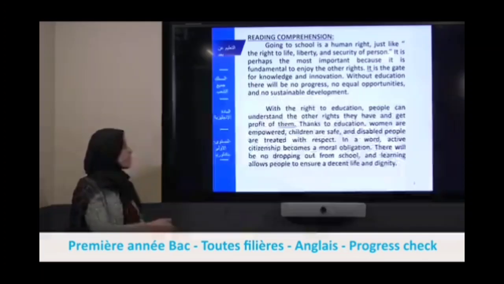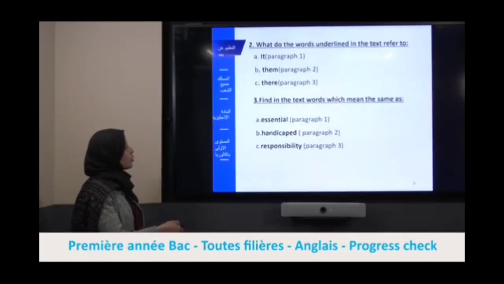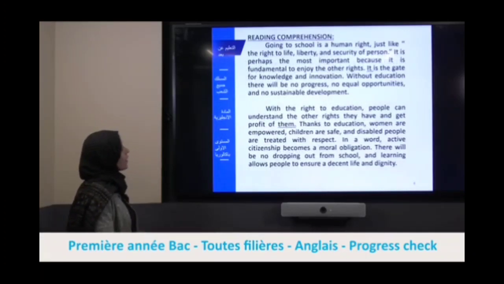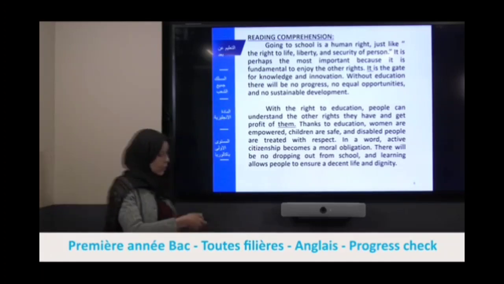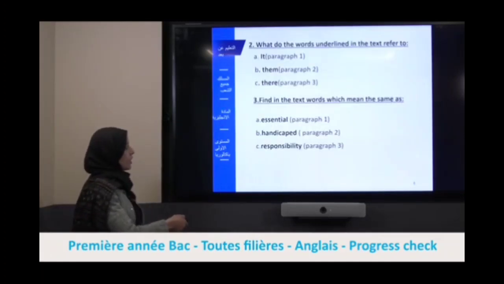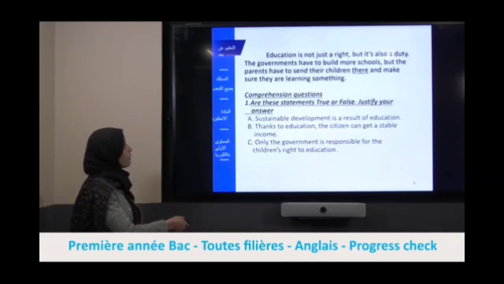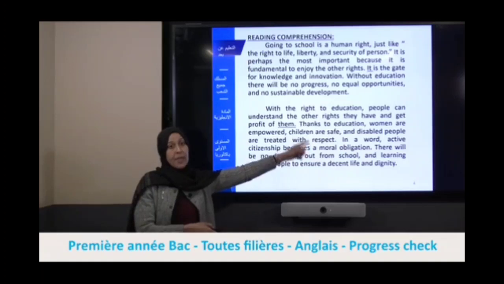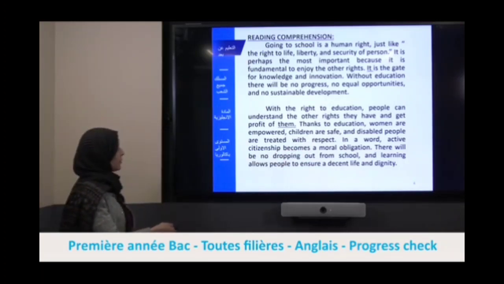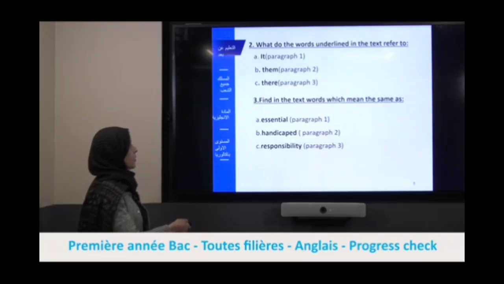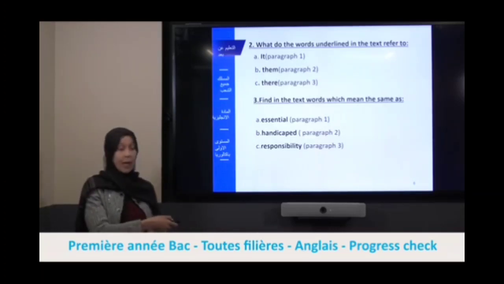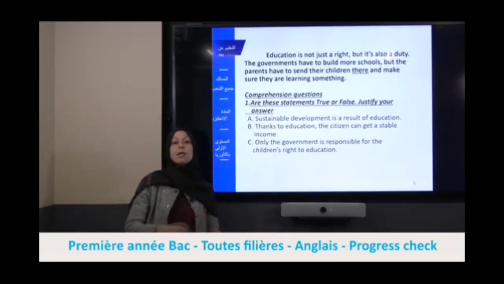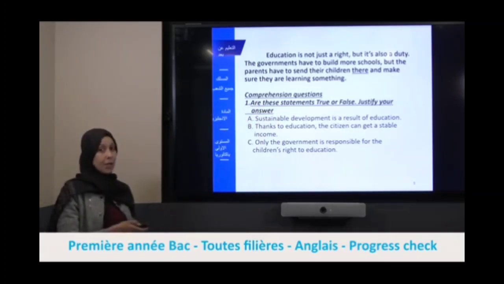We correct together. So, for essential, we have it in paragraph 1. It is fundamental. For B, handicapped, in paragraph 2, it is disabled, disabled people. And then the last one, which is responsibility, we have it in paragraph 3, it is a duty. We say responsibility or a duty. They are equivalents, of course.